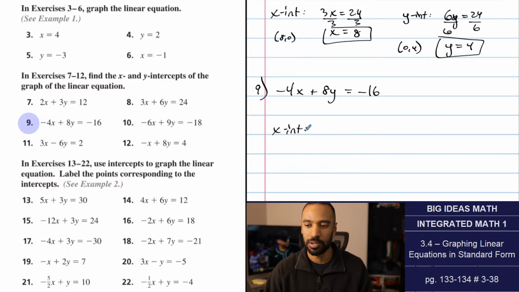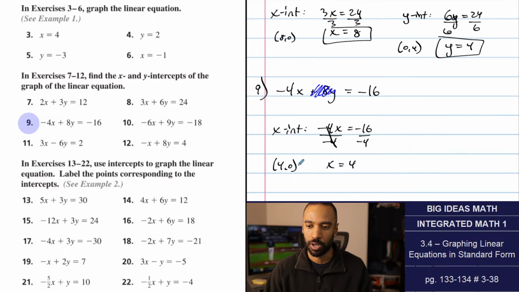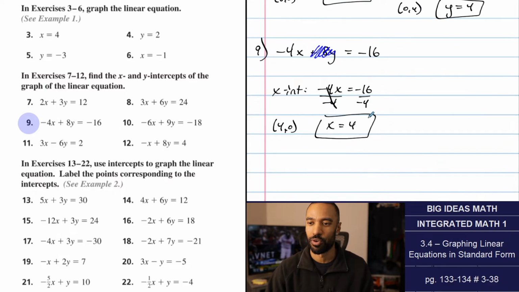X-intercept in this case, the y value becomes 0. The term goes away. What does your equation say? Negative 4x is negative 16. When you divide both sides by negative 4, we get x equals positive 4. There's an x-intercept of 4, or sorry, the point is (4, 0).